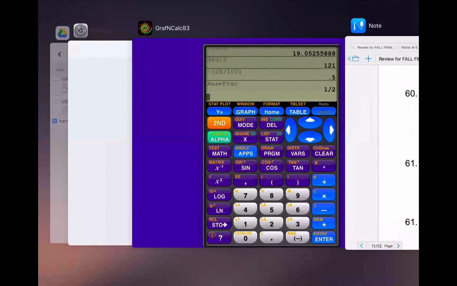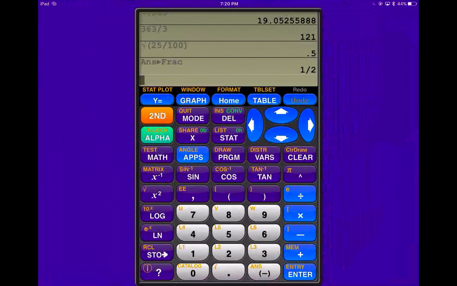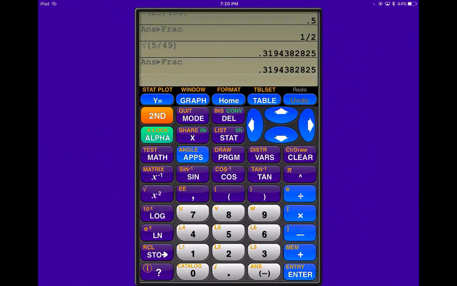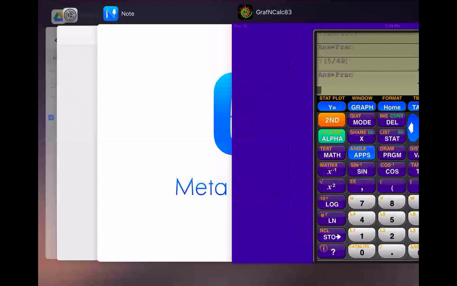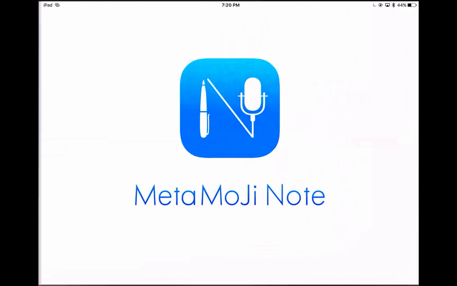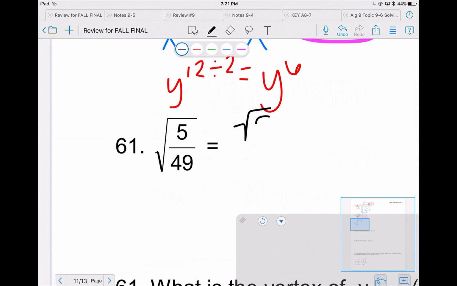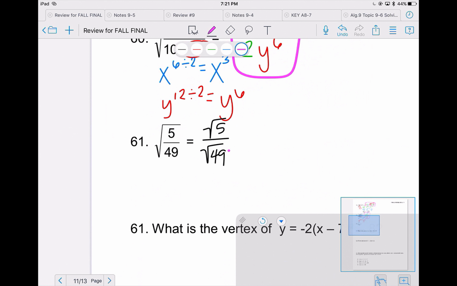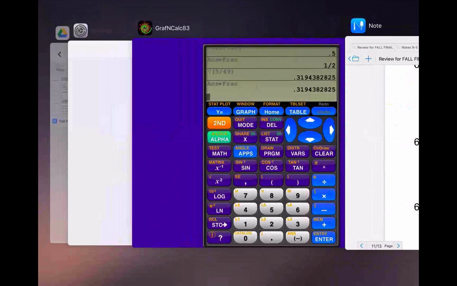61, we type in the square root of 5 divided by 49. Doesn't work out nicely. Math, inner, can't do anything nice. So I might have to rationalize before I go multiplying by the square root of 49. Let me break it up and see if anything else will simplify. Remember, my problem is that I cannot have a square root in the denominator. So let me see if I can simplify the top.